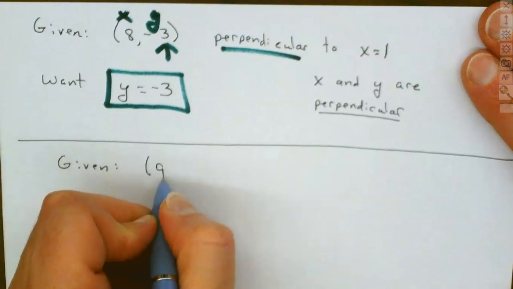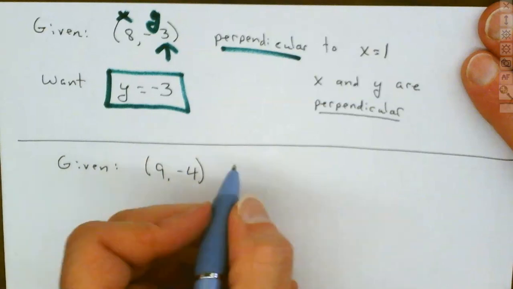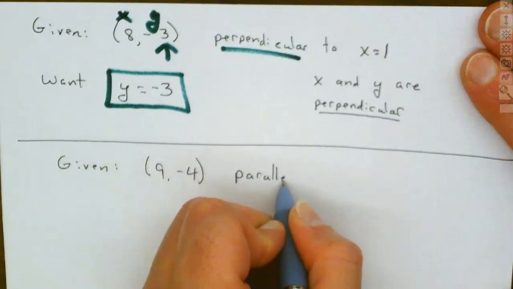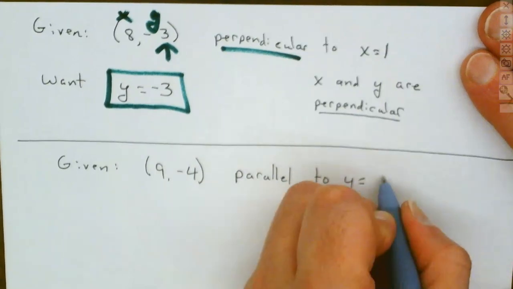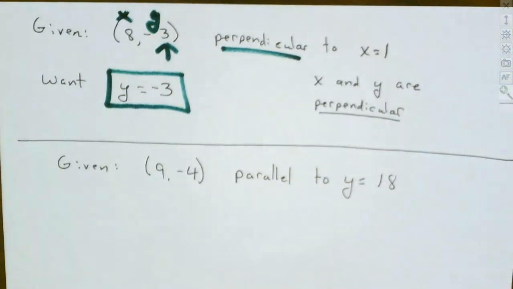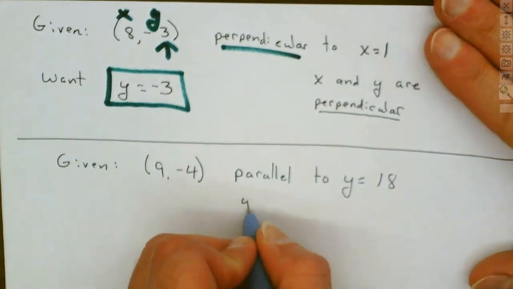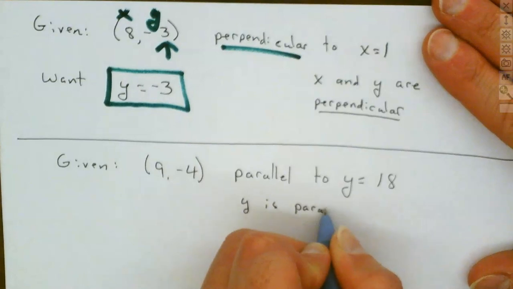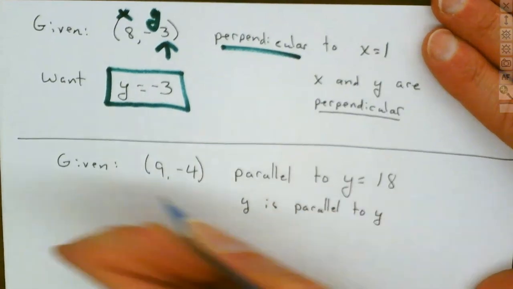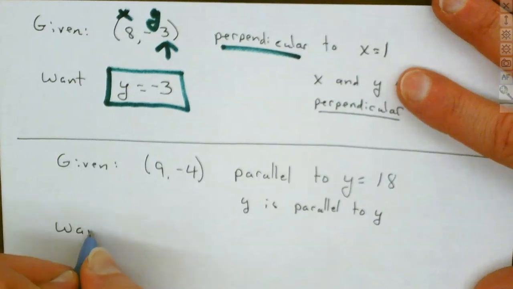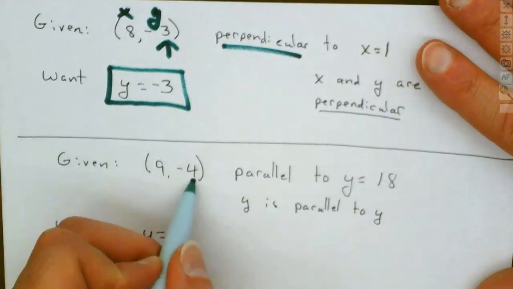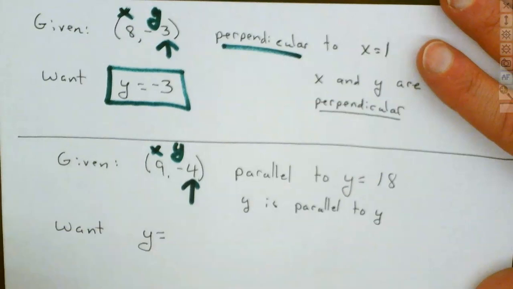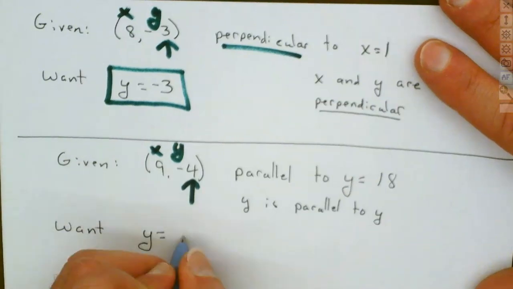So you're given (9, -4), and let's do a parallel one. Let's say it's parallel to y equals 18. I could graph this one out, but what do we know about y? Y is parallel to y. So what do we want now? Well, we want a y line. And what is the y component of this ordered pair? Here's your x component. Here's your y component. Well, we now want y equals negative 4.